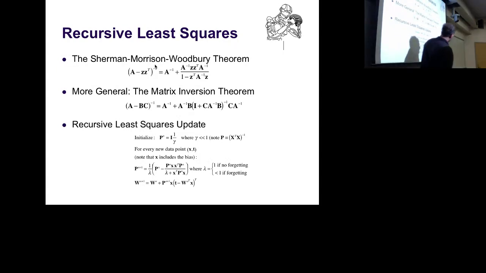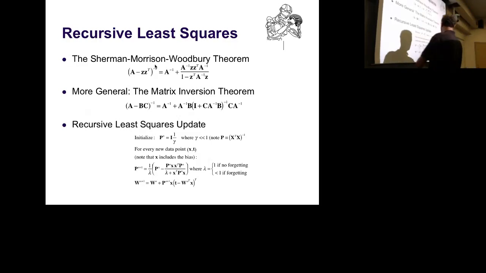Forgetting factors. The interesting thing could be that you have a system which drifts over time. Again, the idea is maybe you have a rocket which loses fuel all the time, and then you have to estimate a changing mass. The way you can do this is you get data points, one data point at a time, but you say, I want to start discounting older data points and I want to trust new data points more. And this is where this lambda comes in.